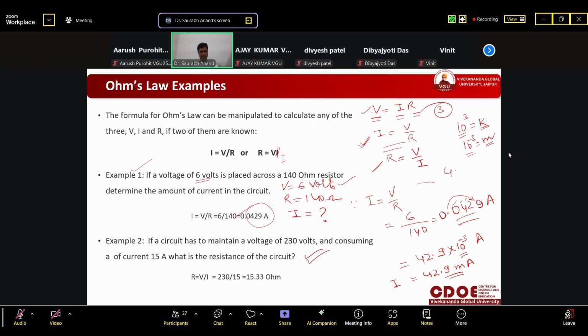In this example, you have to find the resistance value R. So in place of this, you will use the third formula: R is equal to V upon I. What we have is the voltage value, 230, and the current value I, and we have to find R. So this formula will be used here. After putting in these values, you will get this. In place of writing ohm, you should use the symbol. Okay, this is the ohms symbol.